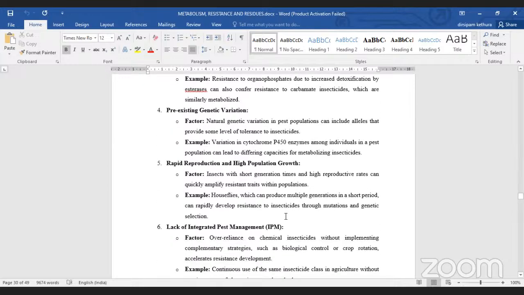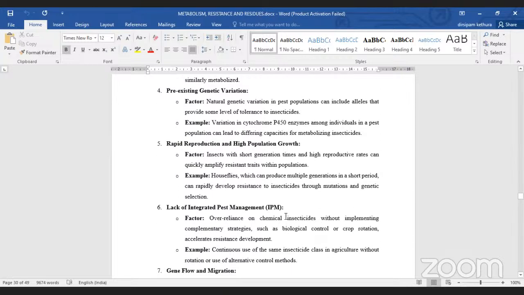Example, variation in cytochrome P450 enzymes among individuals in a pest population can lead to different capacities for metabolizing insecticides. And the fifth one, under the factors conducive to rapid development of resistance, includes rapid reproduction and high population growth. Here, insects with short generation times and high reproductive rates can quickly amplify resistant traits within a population.